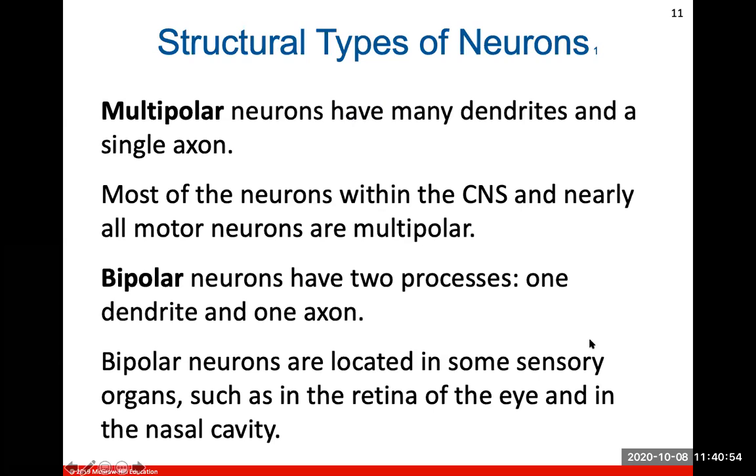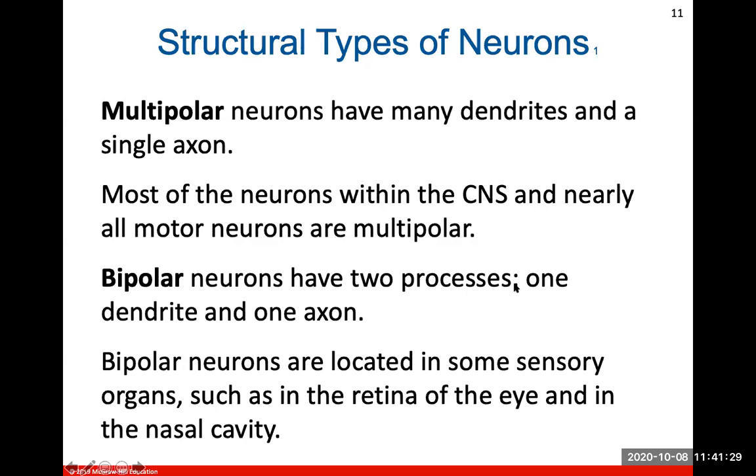There's different structural types of neurons, and they all have to do with how many processes come off of the cell body. So a multipolar neuron has many dendrites and a single axon. This is one that is the most numerous within the central nervous system. Nearly all of your motor neurons are multipolar, and we'll focus a lot on the multipolar neurons. Bipolar neurons have two processes, one dendrite and one axon.